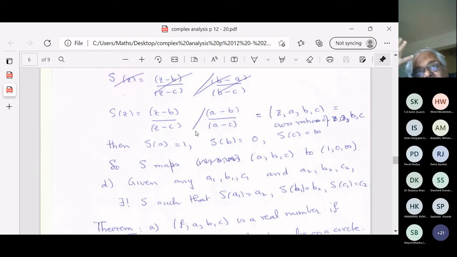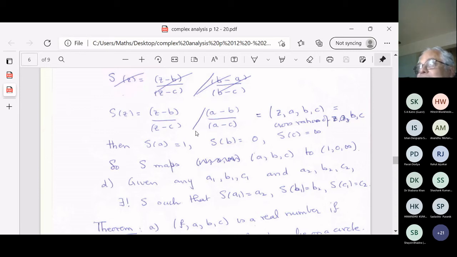Now, what are the 3 special points in the extended complex plane? I hope you understand that there are exactly 3 special points, and they are 1, 0, and infinity. This is something you should understand: if you look at what the special points are, you will see that these are the only 3 special points.